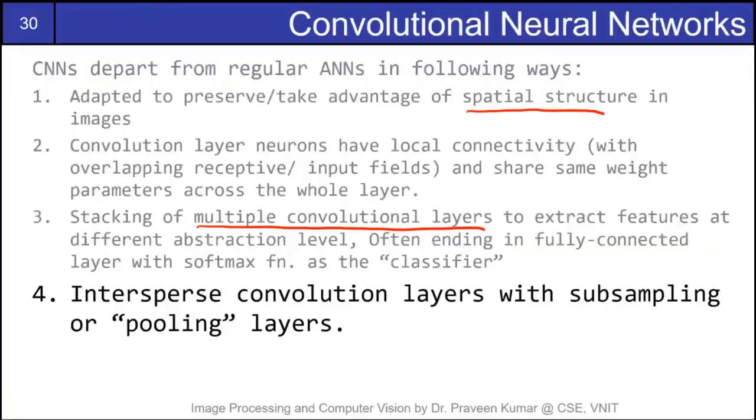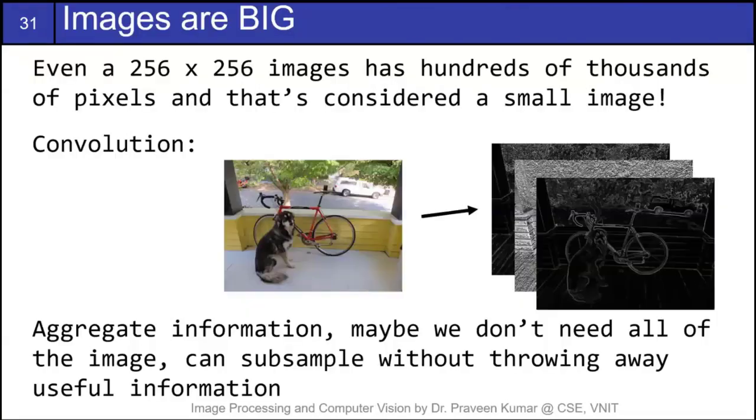Another important difference is that normally after every convolution layer there is a pooling layer, which does a kind of subsampling operation. The reason is that the problem with neural networks dealing with images is that the dimensions of images can get too high. Even a 256 cross 256 image will have hundreds of thousands of pixels, and more pixels means more connections, more weights, and more parameters that need to be trained.